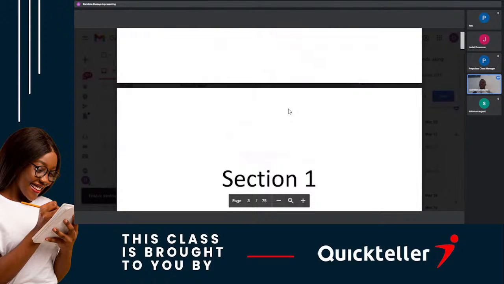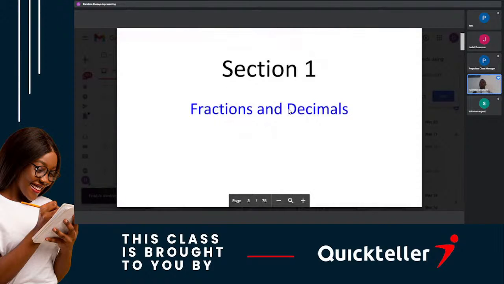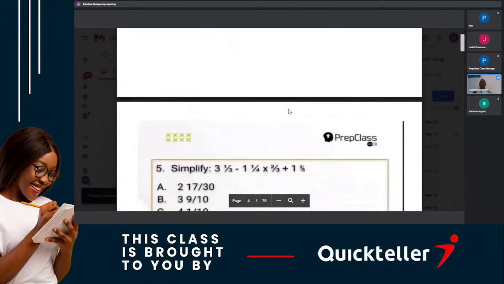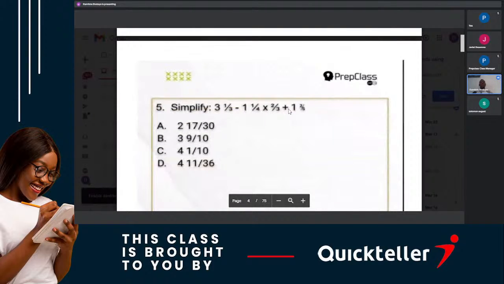Fractions and decimals first. So let's see. This question came up one of those years. Simplify 3 whole number 1 over 3 minus 1 whole number 1 over 4 times 2 over 3 plus 1 whole number 2 over 5. Now this looks like a year 5 question, but actually you need to be very conversant with BODMAS. If you make a mistake on BODMAS, you are going to flop this question.